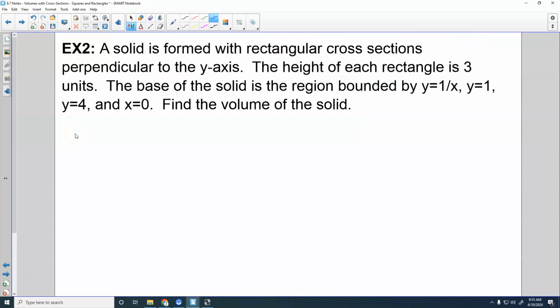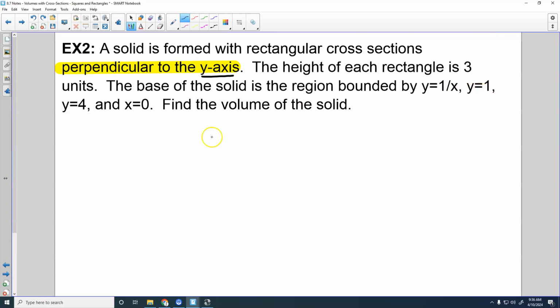All right, so notice that one had cross sections perpendicular to the x-axis. This one has cross sections perpendicular to the y-axis. Okay, so this means instead of our cross sections going vertically like they did last time, they're going to be horizontal. If you have a problem where it's perpendicular to the y-axis, you have to do it in terms of y, right? So your equations need to be in terms of y. You'll be looking at everything in terms of y.